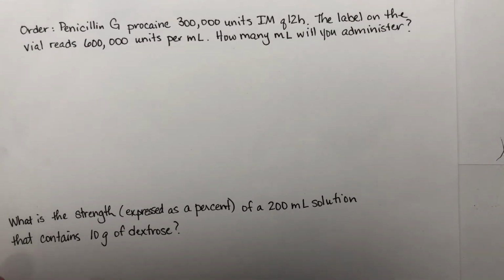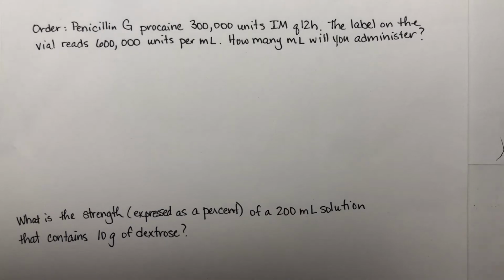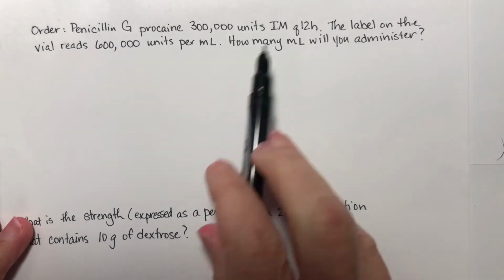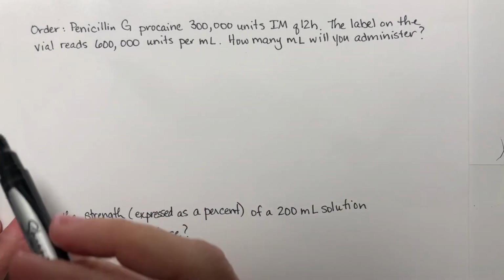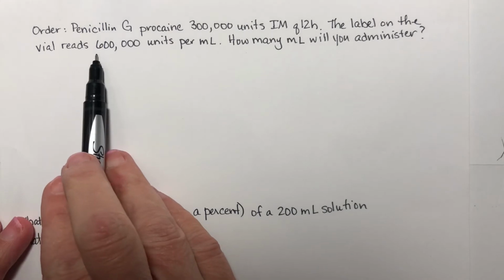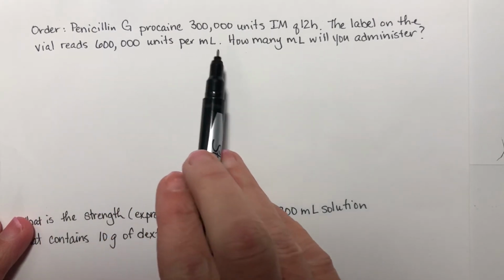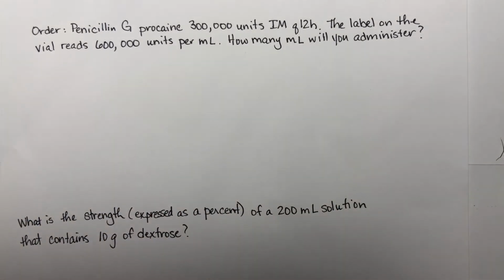Next problem. Penicillin was ordered, 300,000 units IM every 12 hours. The label on the vial reads that it's 600,000 units per milliliter. How many milliliters will you administer?